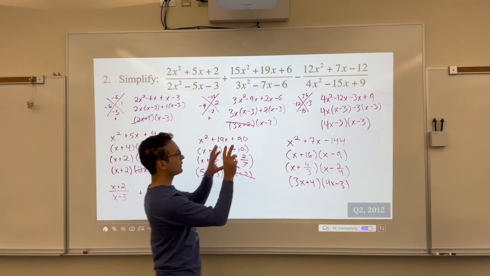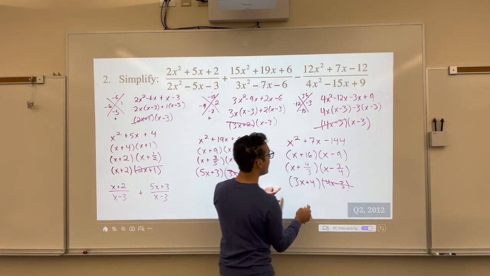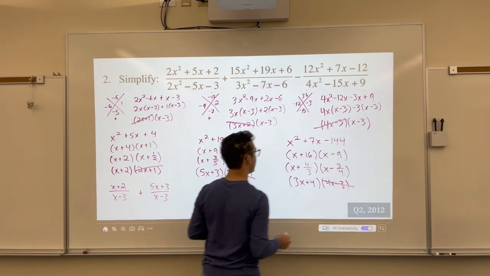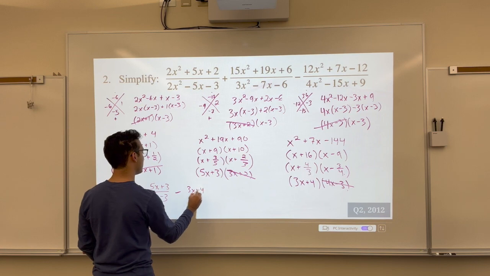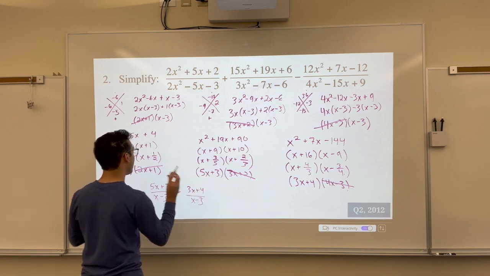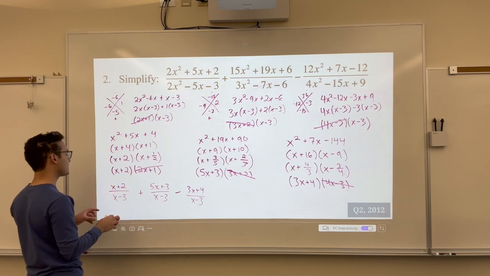And then finally over here, the 4x minus 3 cancels with the 4x minus 3. This is the numerator, this is the denominator. So we're left with minus 3x plus 4 over x minus 3. Now we have a common denominator, finally, of x minus 3. Let's go ahead and add these together.